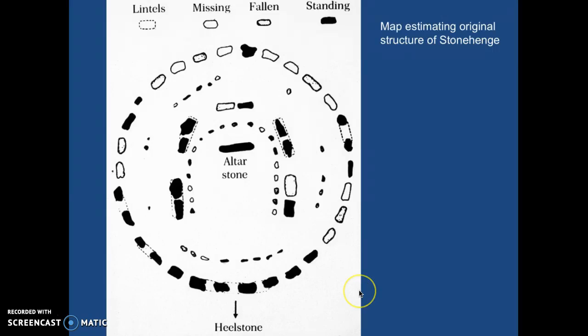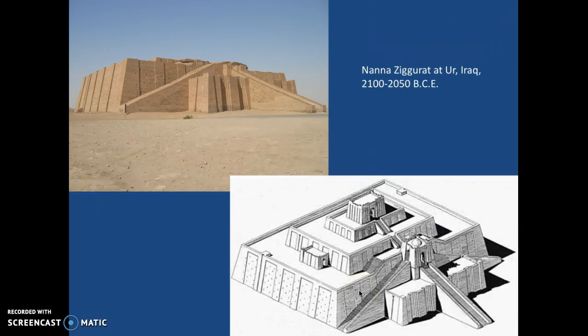So we move on to the Near East. Your book focuses on the ziggurat formations, which were really centers of worship for the Near Eastern peoples. The Nana ziggurat at Ur is really the best preserved of all of these. And in it you can see there's a staircase running up either side, as well as the front. You can see it better in this drawing down below.